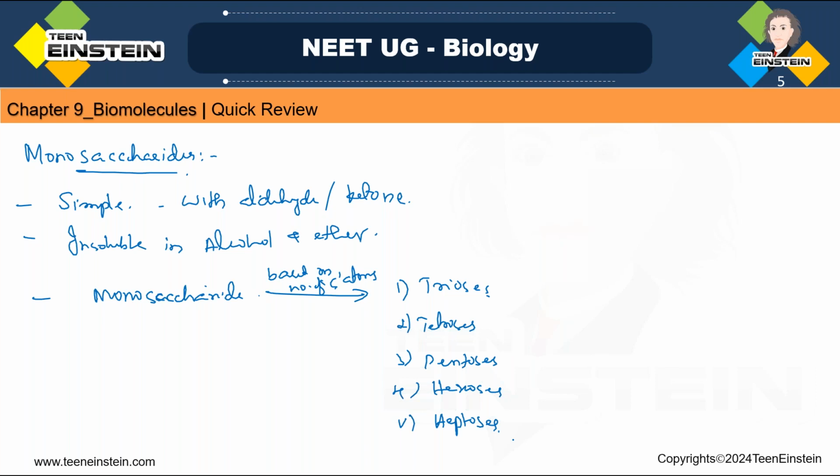Clear? So trioses means 3 carbon atoms. For that, examples we can say are dihydroxyacetone and glyceraldehyde. All these are examples of trioses. What about tetroses? Tetroses means 4 carbon atoms will be there, so erythrose and threose. Next come the pentoses, where 5 carbon atoms will be there. An example is ribose, the sugar which is found in RNA.